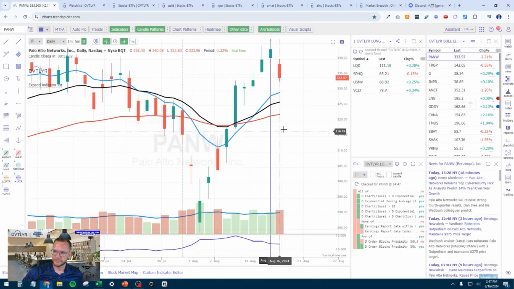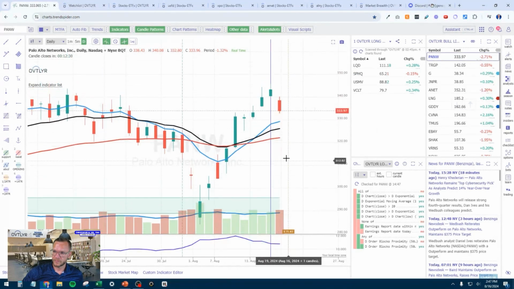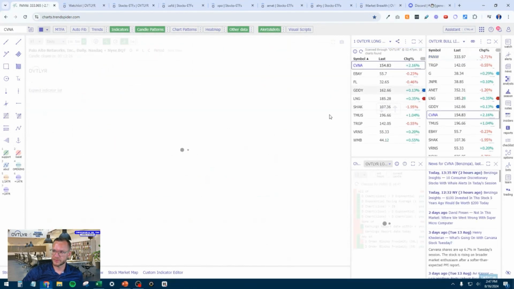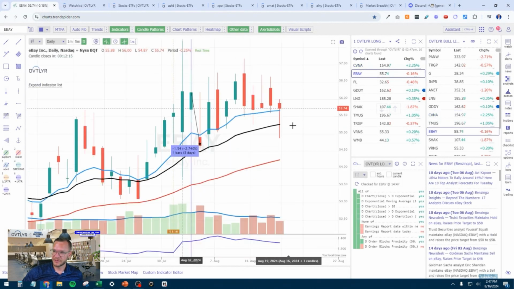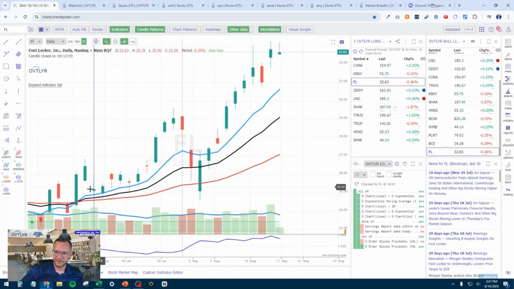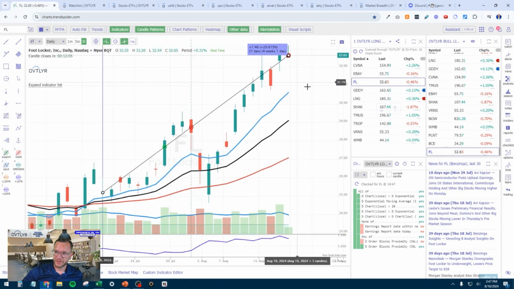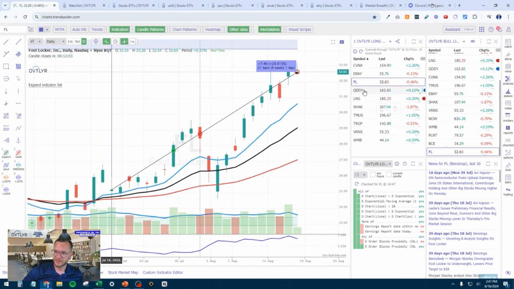Like that. And then we'll run the scanner and see what pulls through, right? Now, some of these have been pretty awesome. Like that one was a buy signal on August 6th on Carvana. It's already up 11%. eBay has been pretty sideways. FL actually got a buy signal way back here. It's up 30% since the buy signal.